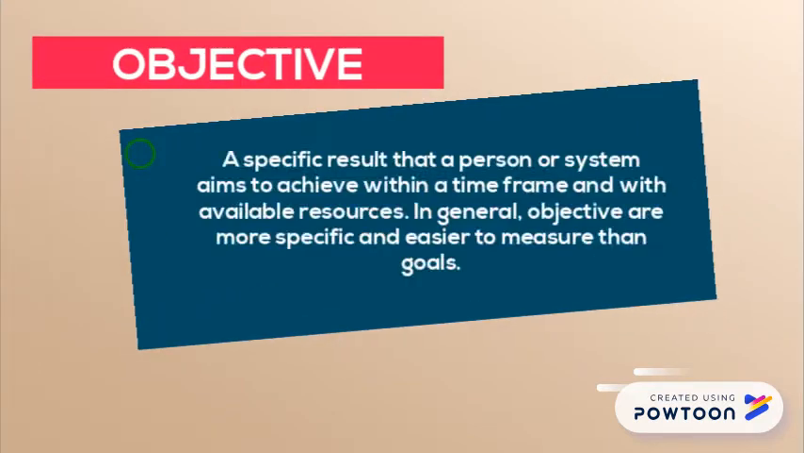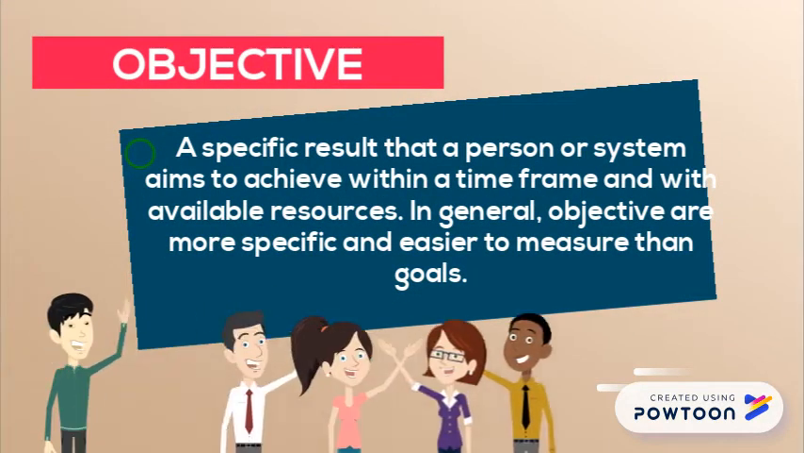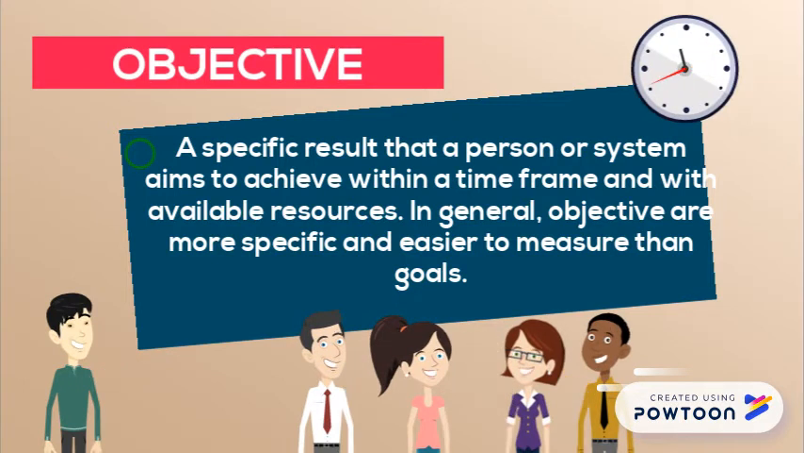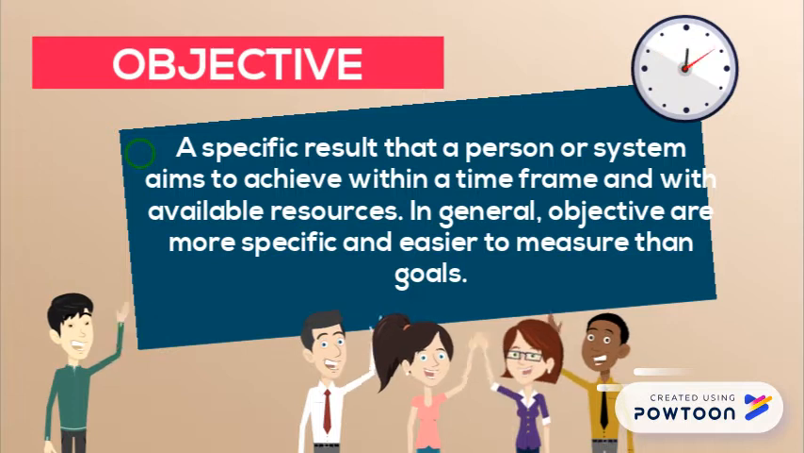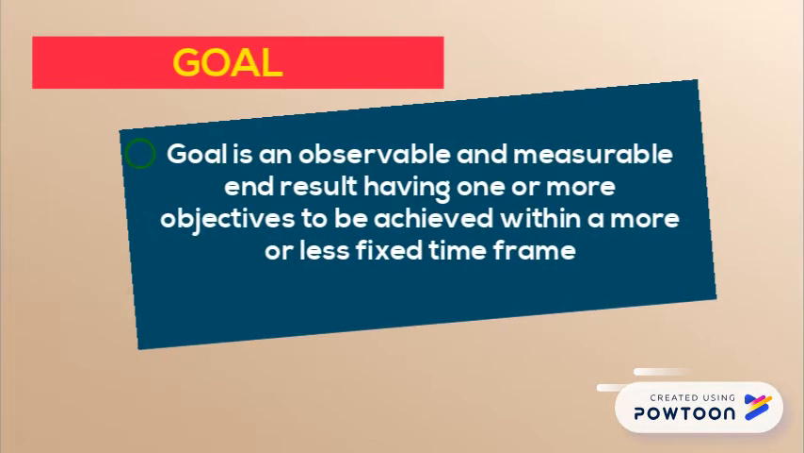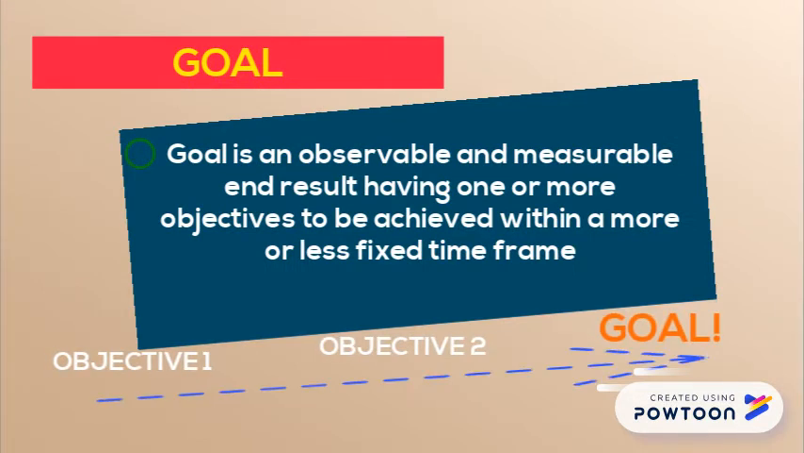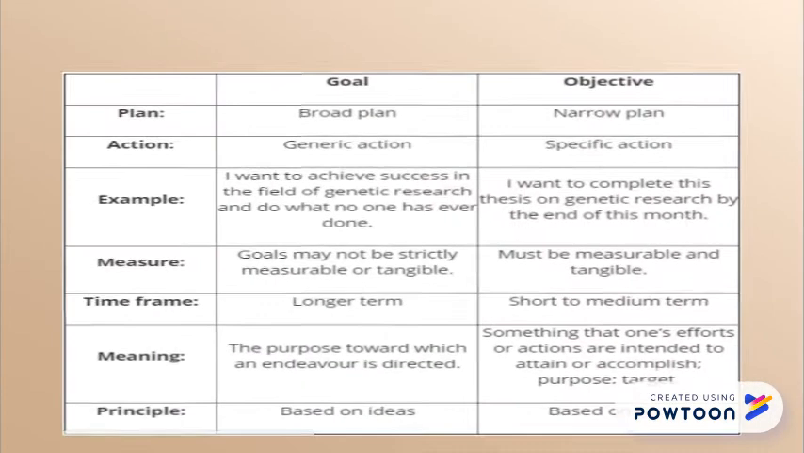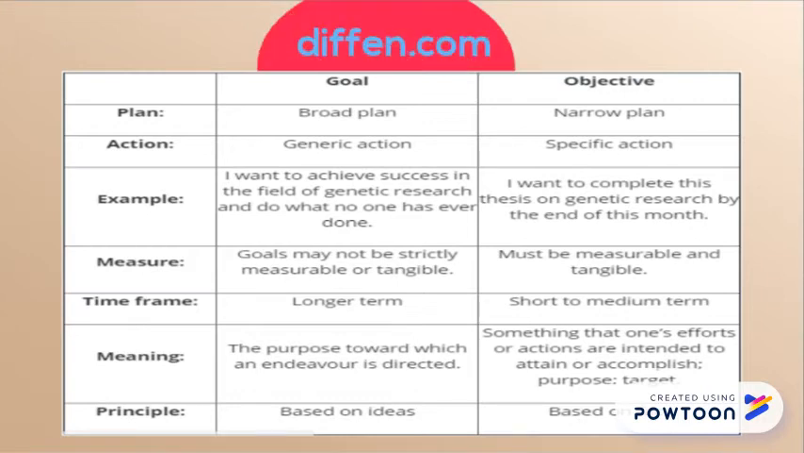To better understand what I am saying, let's first define the word objective. It is a specific result that a person or system aims to achieve within a time frame and with available resources. In general, objectives are more specific and easier to measure than goals. On the other hand, a goal is an observable and measurable end result having one or more objectives to be achieved within a more or less fixed time frame. This diagram from Defend.com helps us to better see the difference between the two.